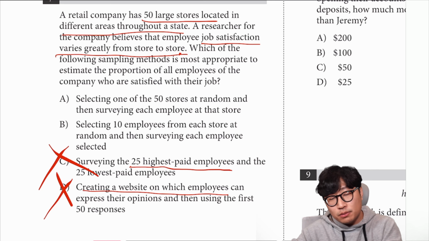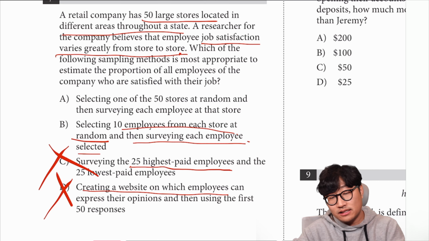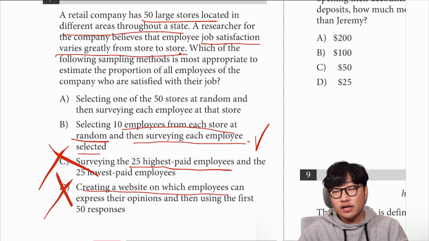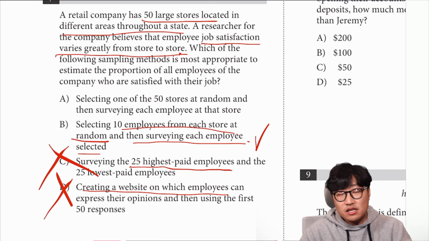B, selecting 10 employees from each store at random. I like that. And then surveying each employee selected. Yeah, that sounds pretty good. That's pretty random, right? You just grab random employees from each of the stores, and then you just do a survey. That sounds pretty fair.